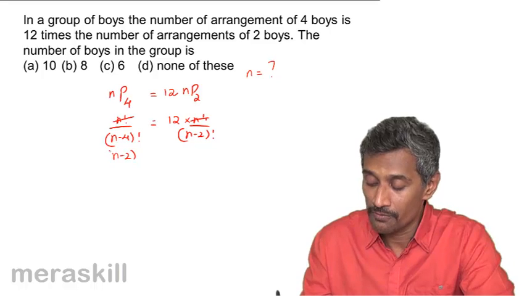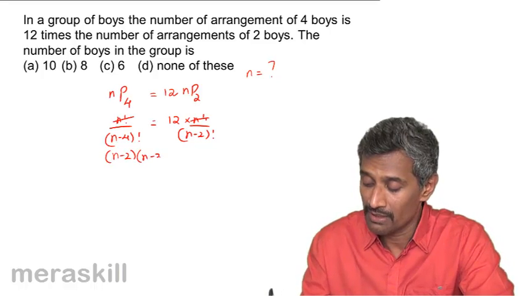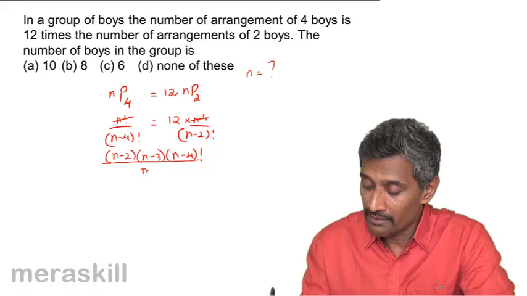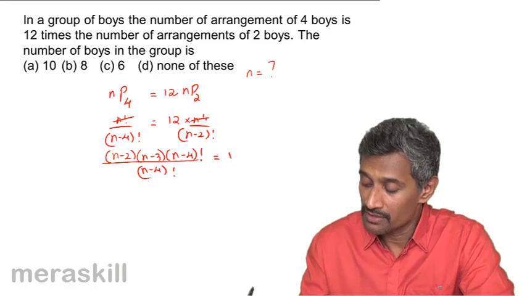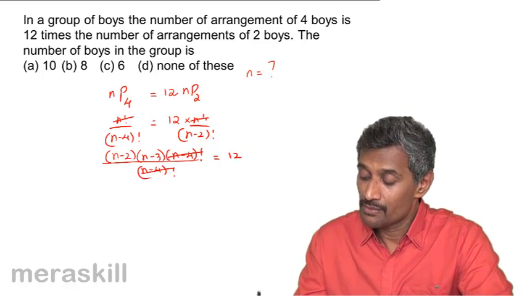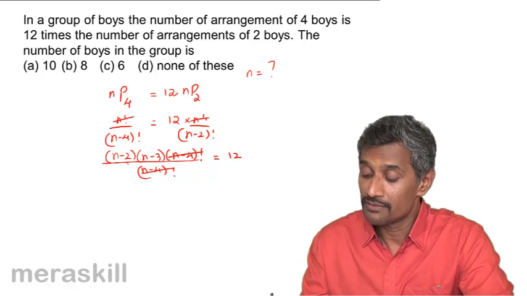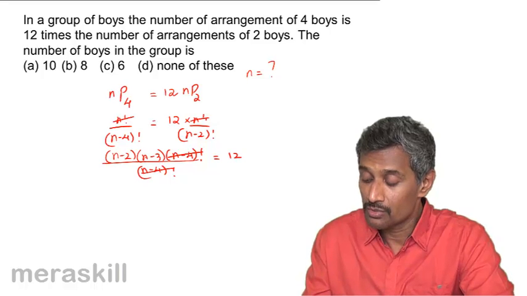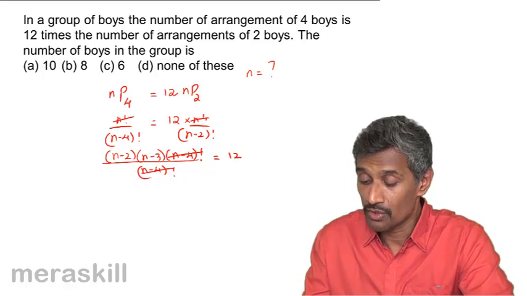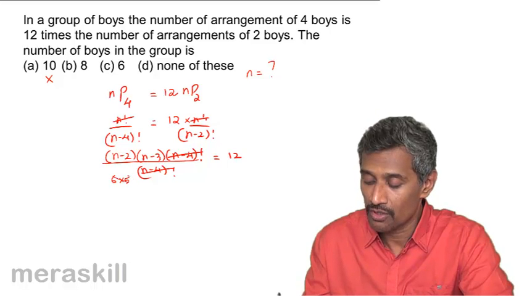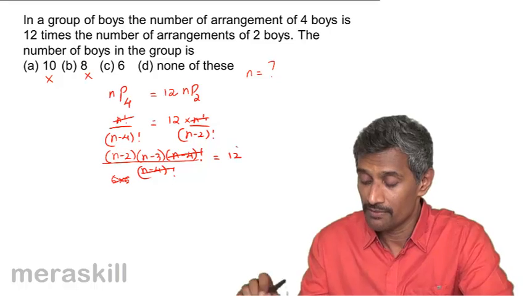So you get (n minus 2) into (n minus 3) into (n minus 4) factorial upon (n minus 4) factorial, which is 12. So this gets cancelled, and hence we need to pick out of the options. We can solve the equation, or let's pick this up and see: 10 minus 2 is 8, 10 minus 3 is 7, 8 into 7 is 56, not 12, so this is out of the question. 8 minus 2 is 6, 8 minus 3 is 5, 6 into 5 is 30, so that is not 12 either.